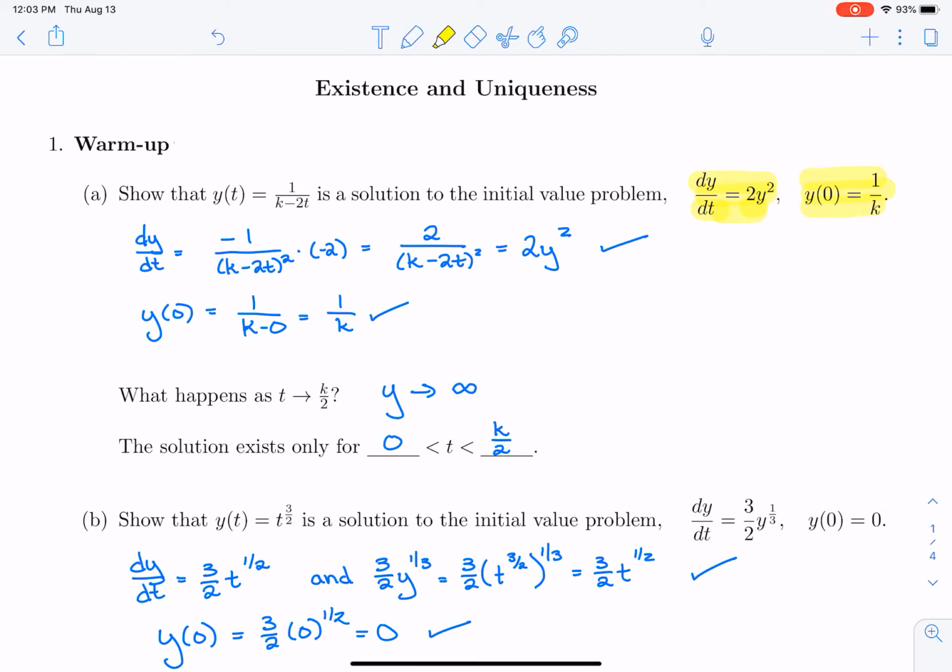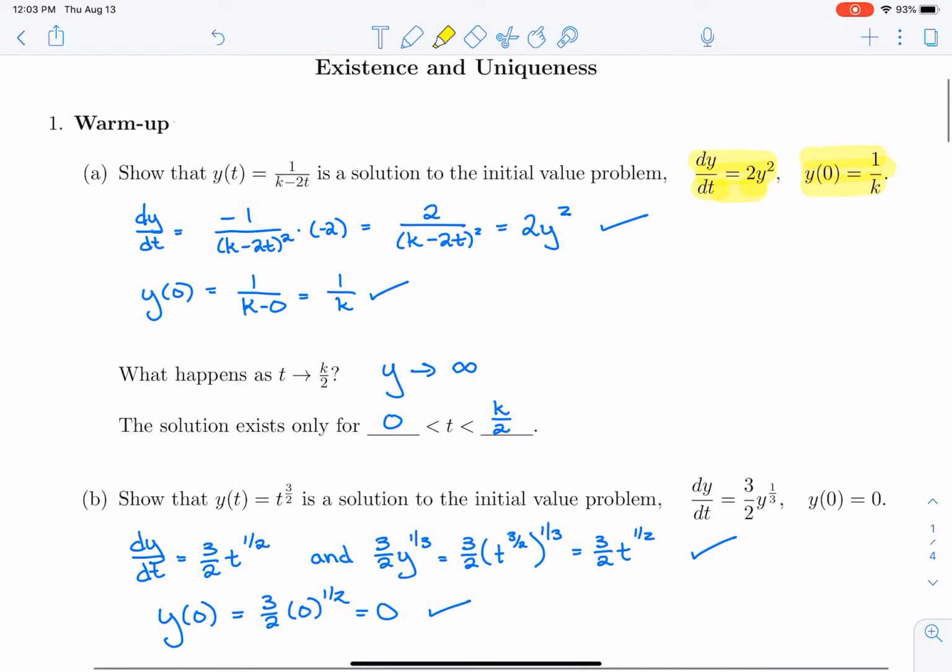And what we noticed is that the solution to this differential equation only exists for times between 0 and k/2. So the solution doesn't exist for all time. It only exists for that smaller interval.